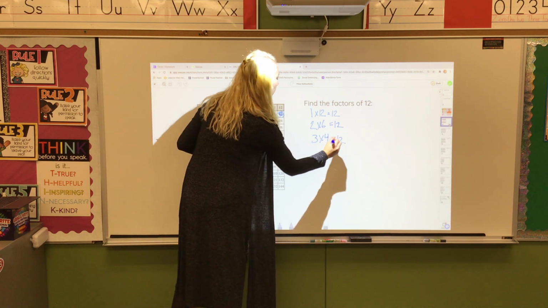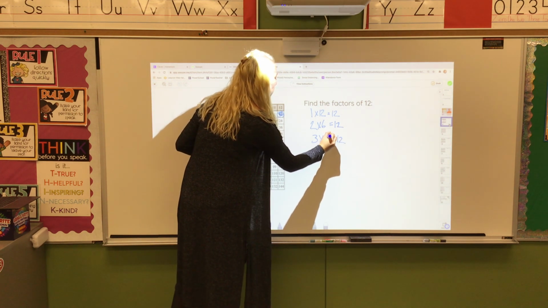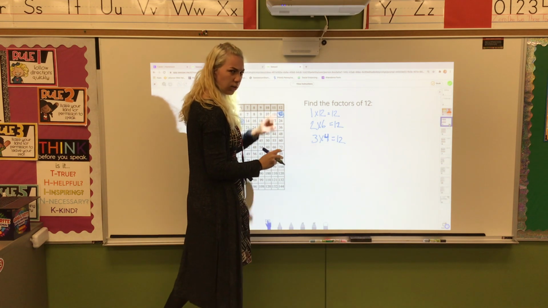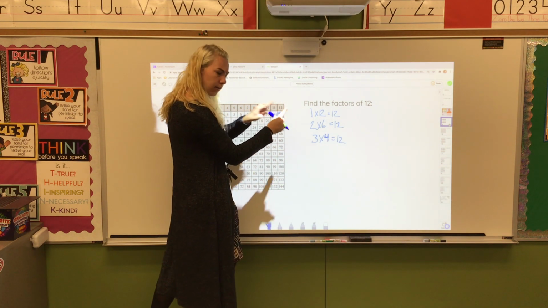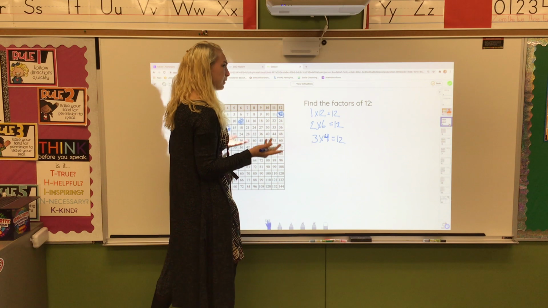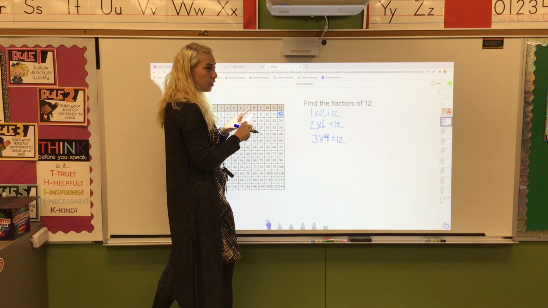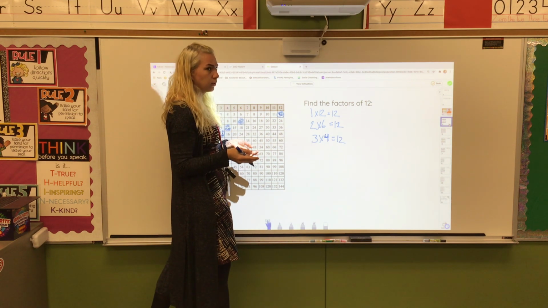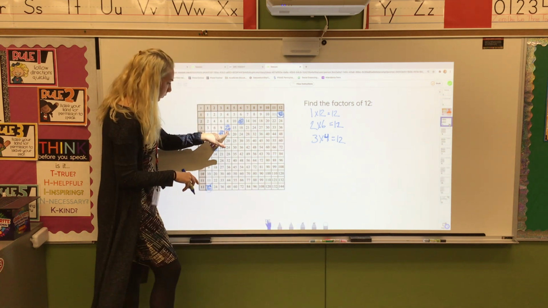equaled 12. Wait a second, 3 and 4 are next to each other on my number line, right? It goes 3 and then 4 right next to each other, right? Huh. I thought Miss Farmer said when numbers are next to each other, then I'm done. Let's see why. So we did that one.